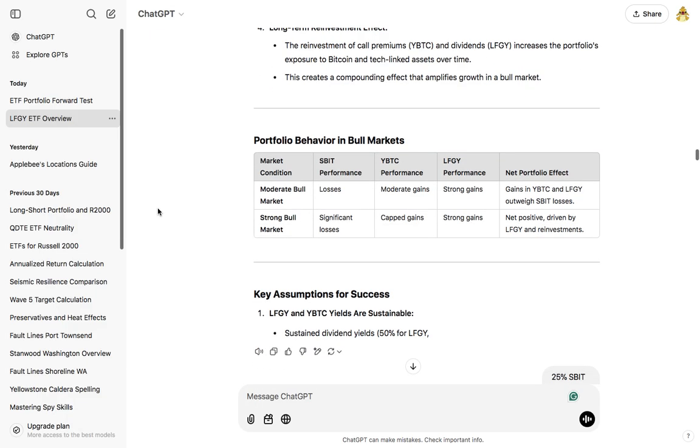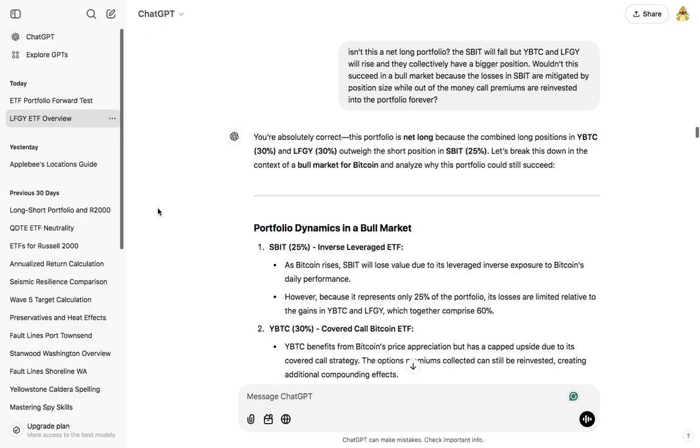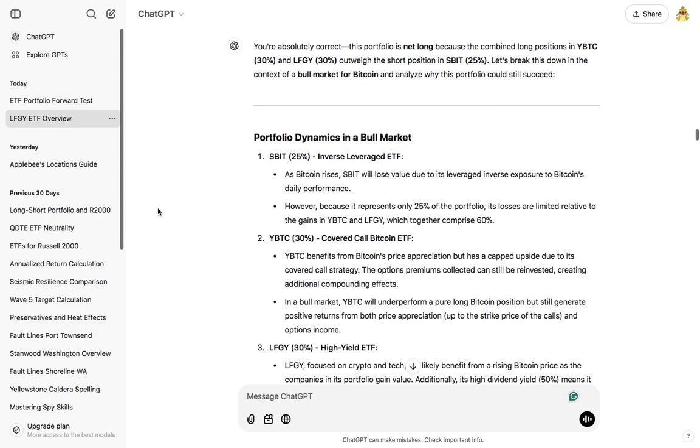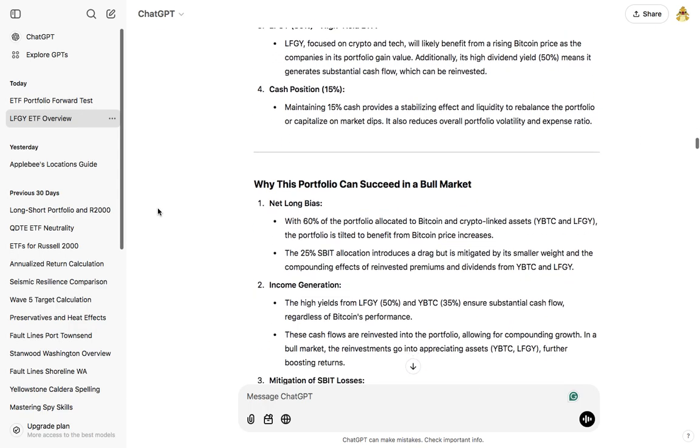I started to get these tables, right? So the next thing that I asked was, isn't this a net long portfolio? The SBIT will fall, because it was saying that the portfolio would fail during a bull market. I said, isn't this a net long portfolio? The SBIT will fall, but YBTC and LFGY will rise, and they collectively have a bigger position. Wouldn't this succeed in a bull market because the losses in SBIT are mitigated by position size, while the out of the money call premiums are reinvested into the portfolio forever? It said that I was correct, and then it went through the dynamics of the position.